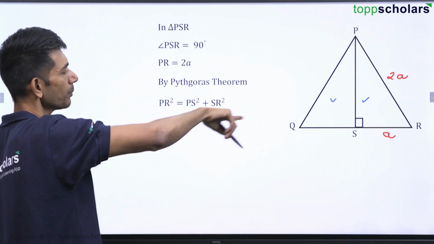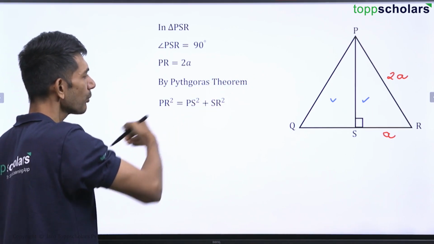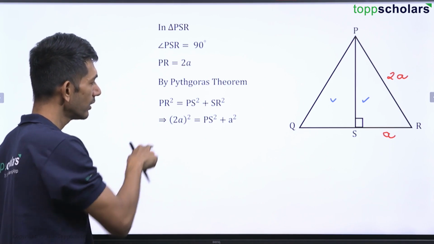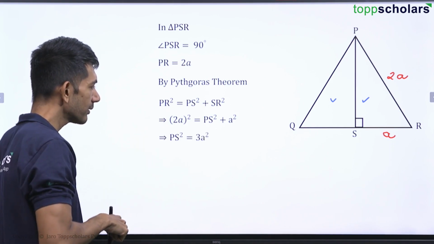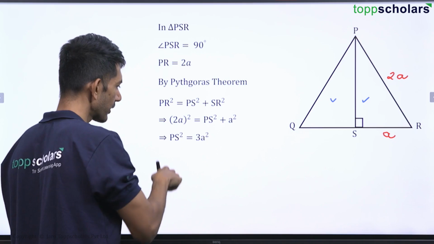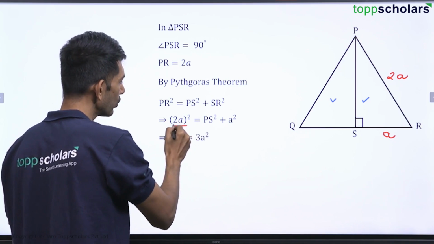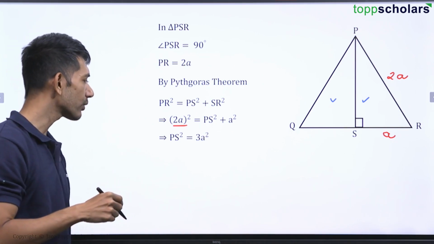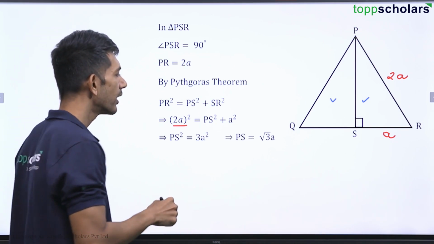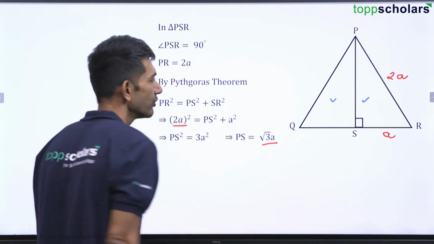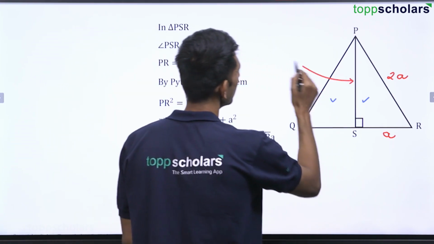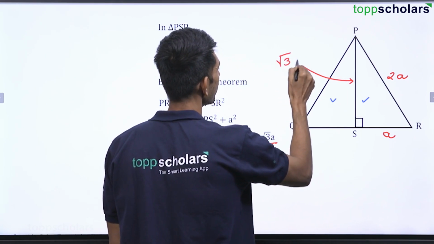PR square is equal to PS square plus SR square. So PR square, that is 2A the whole square, is equal to PS square plus A square. 2A the whole square is 4A square, equal to PS square plus A square. So PS square will be equal to 4A square minus A square, that is 3A square. Taking square root on both the sides, that gives you under root 3 into A. So here we can say that the length of the altitude is under root 3 times A.